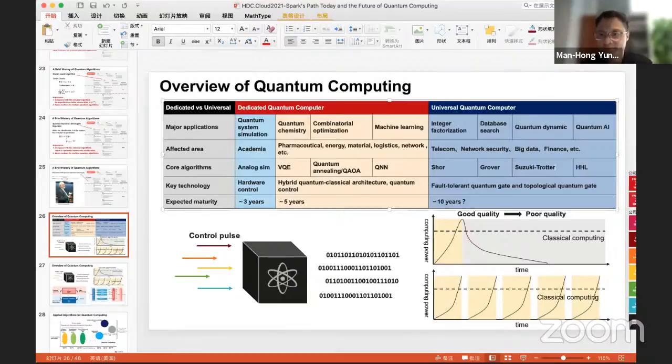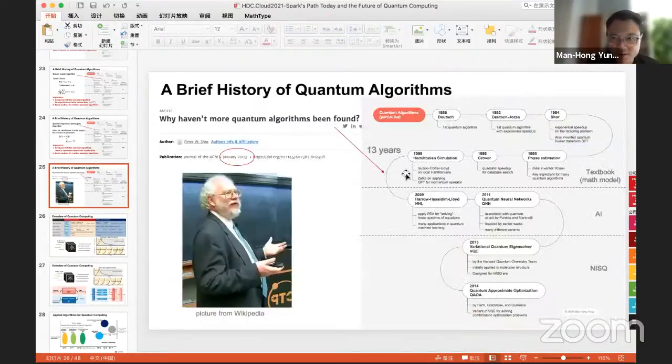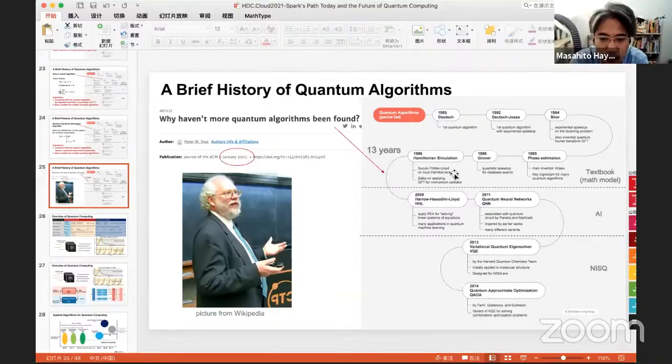Oh, I see. Okay, I understand. Or maybe this one. Sorry, so maybe this one. Yeah, I actually did give some credit to Lloyd here. So I put it as Suzuki-Trotter's law. Oh, okay.